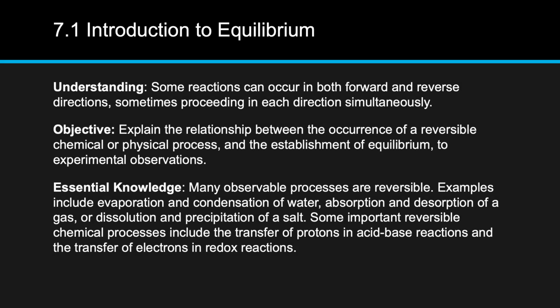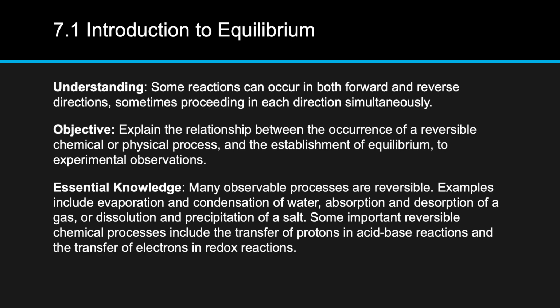All right, hello everyone, and welcome to the first lesson of Unit 7 for AP Chemistry, which is on Introduction to Equilibrium. Today, you should understand that some reactions can occur in both forward and reverse directions, sometimes proceeding in each direction simultaneously. You should be able to explain the relationship between the occurrence of a reversible chemical or physical process and the establishment of an equilibrium.